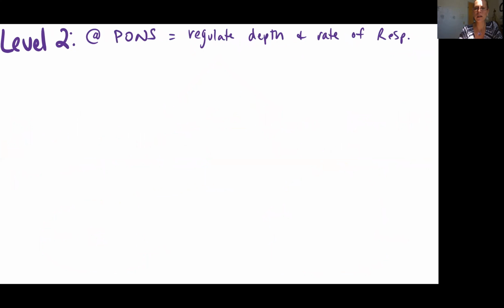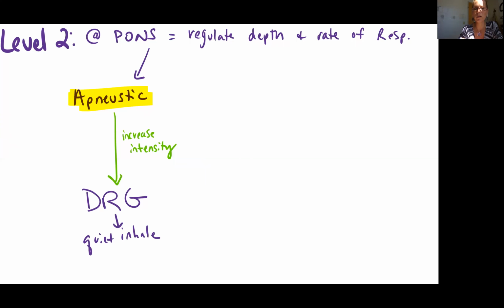The second level is located at our pons. You have another group of neurons that are going to help regulate the depth and the rate of the respirations. Now remember, level 2 is going to synapse and control level 1. And we have two different groups of cells here. We have one group of cells that's part of what's called the apneustic center. The apneustic center is going to help increase the intensity of your quiet inhalation or your quiet breathing. And so we'll see that this group of neurons is going to synapse onto the DRG and control that quiet inhale.